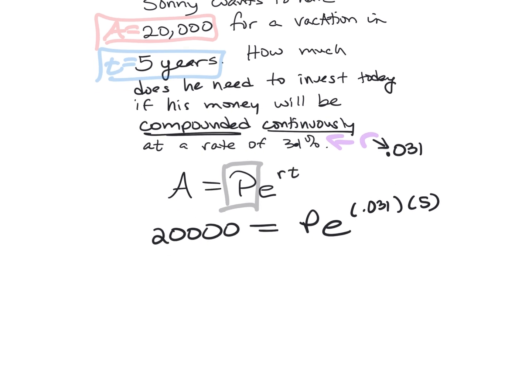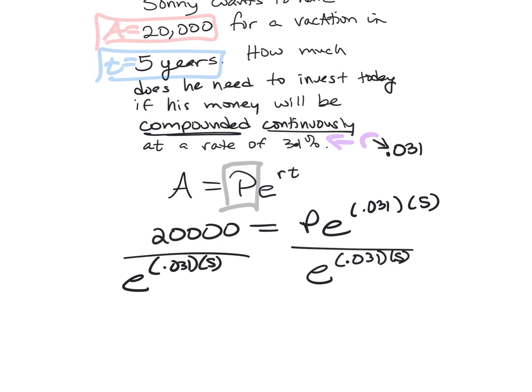Now, my goal here is to solve for P. So really all I'm doing is dividing both sides by E to the 0.031 times 5 power on both sides. So this is all I'm doing to get my answer.